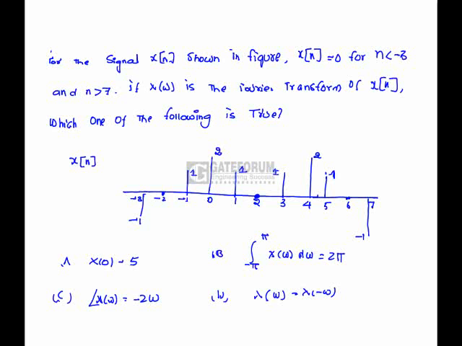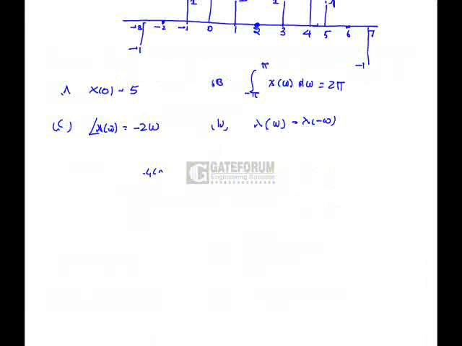For the signal x of n shown in the figure, x of n is equal to 0 for n less than minus 3 and n greater than 7. If X of omega is the Fourier transform of x of n, which one of the following is true? See, the given sequence is x of n. If we advance this sequence by 2 units, that means x1 of n equals x of n plus 2. If we apply the Fourier transform to this equation, we get X1 of e power j omega, which is related to X of omega as e power j2 omega times X of omega.